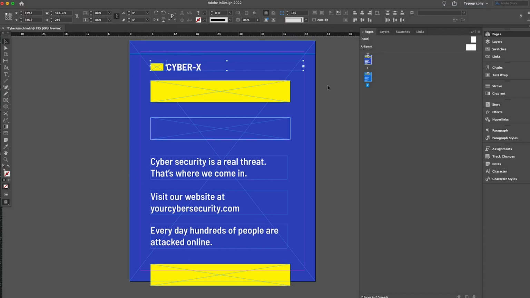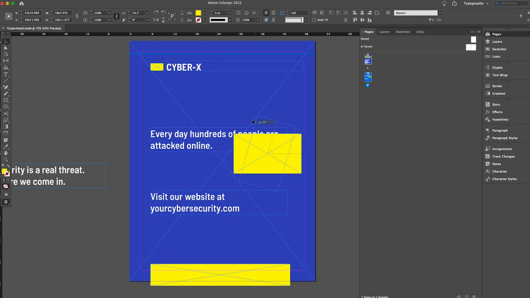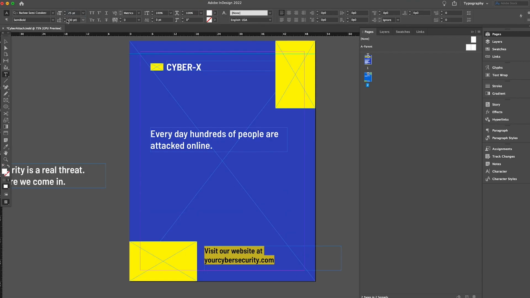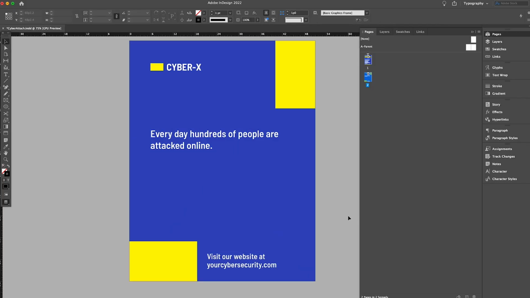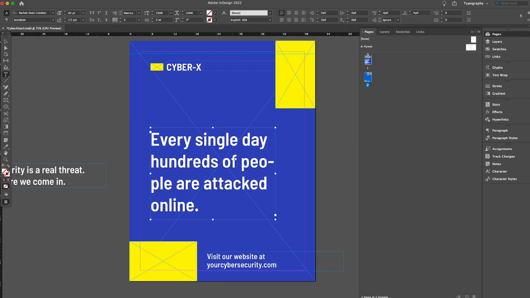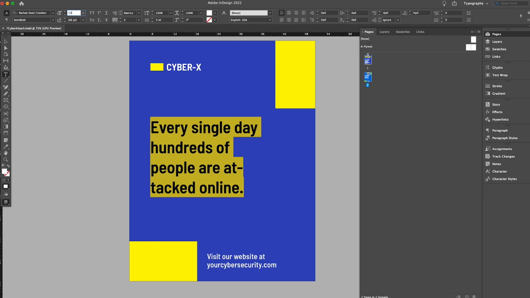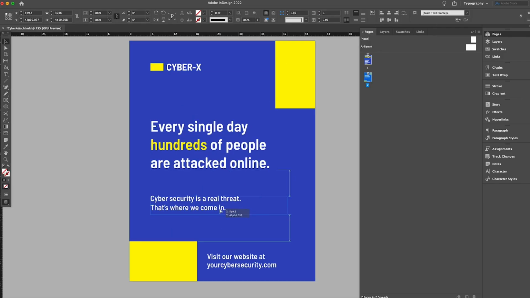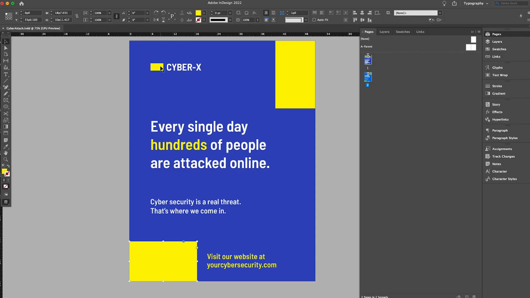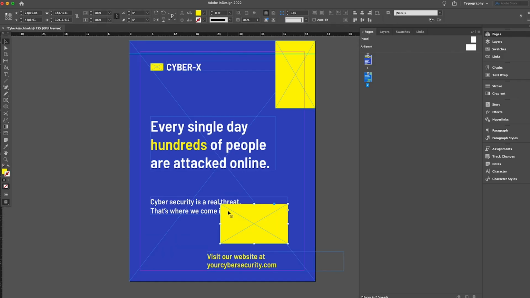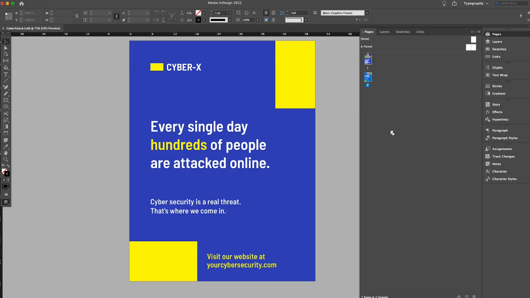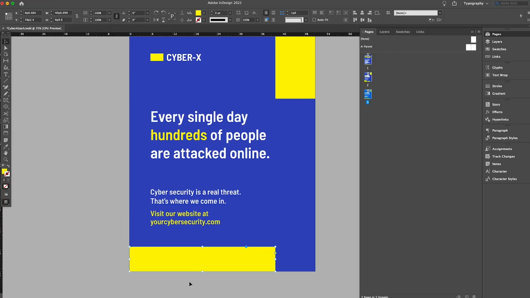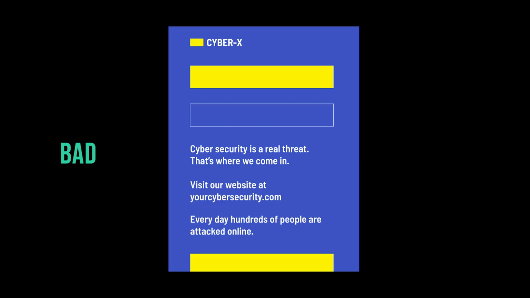So first, I'm identifying what type I want to have as the most important, and I'm rearranging the yellow boxes to be on the top and bottom. So I know that this everyday hundreds of people is the most important piece of type, so I'm making that much bigger. I'm going to highlight hundreds by making it yellow. And then I'm going to put the smaller type underneath it to make it smaller and not so important, and to show that it is the thing to read after you have read the biggest part. So now we have this finished design.